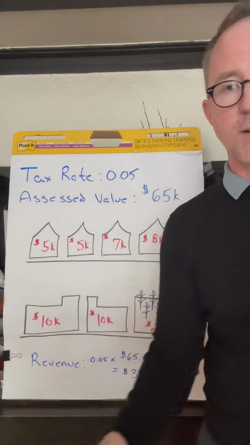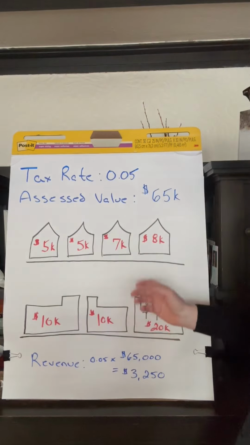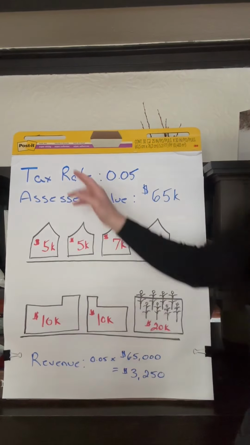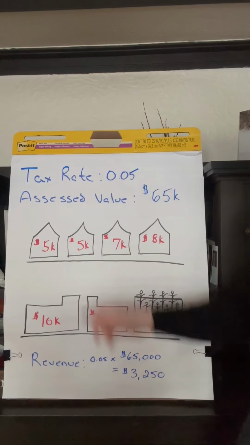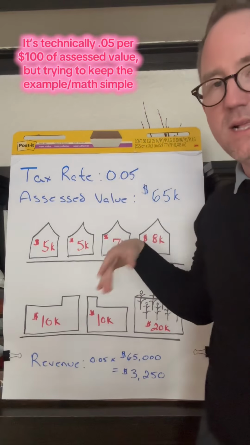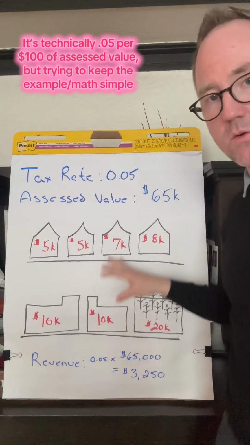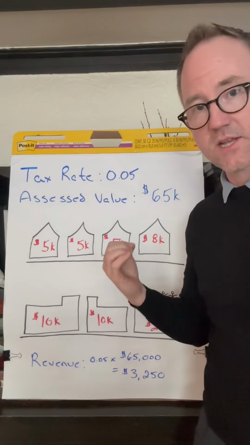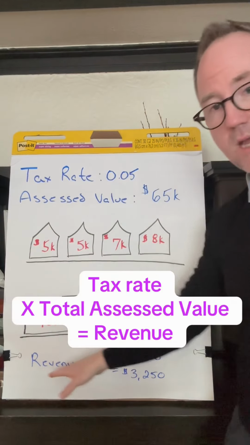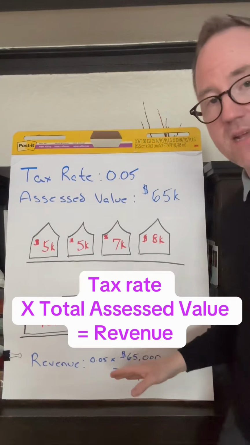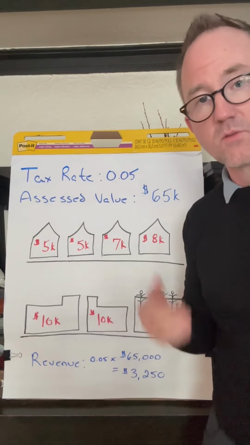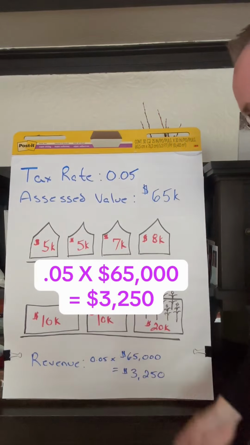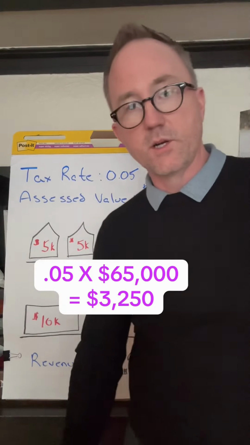All you do is total up all those assessed values for this area. That gives you the total assessed value of this town. So if the local government set a tax rate of 0.05, and you had $65,000 in total assessed value, you multiply the two, and here's the revenue your property taxes would generate for that town's local government budget. It would be 0.05 times 65,000. They would have a budget of $3,250.